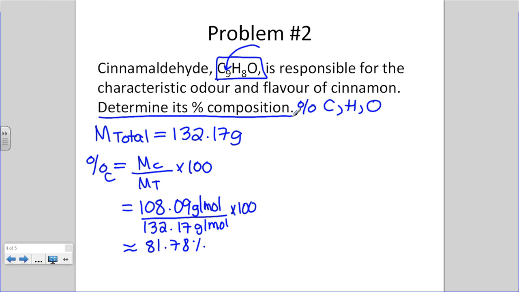So why don't you try one out? Let's see if you can find out the percentage of hydrogen, doing it the same way we just did for carbon. So pause the video, give it a shot, and when you're ready to check, we'll go through the answer.